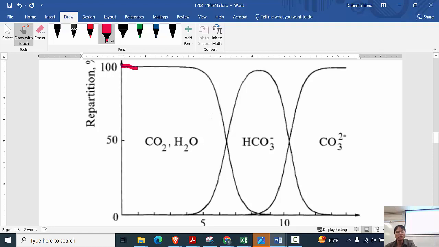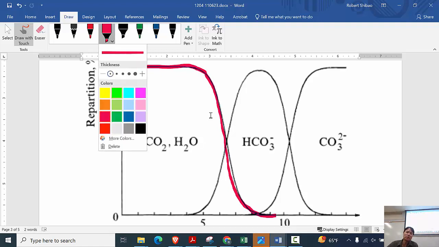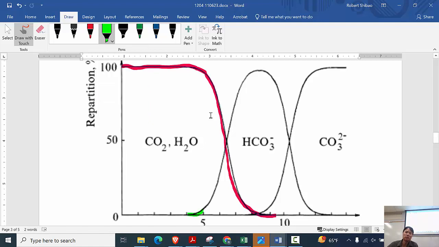We start off with 100% carbonic acid all the way to about pH 5. And then above pH 5, we start to lose some of that. So the carbonic acid is going to decrease until it hits 0. As the carbonic acid decreases down to 0, what increases in population? What increases in population is bicarbonate.